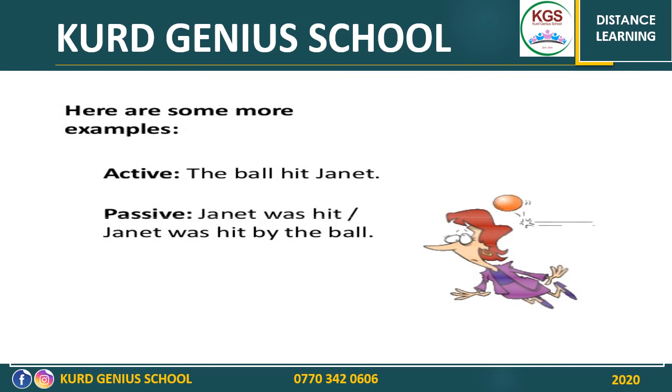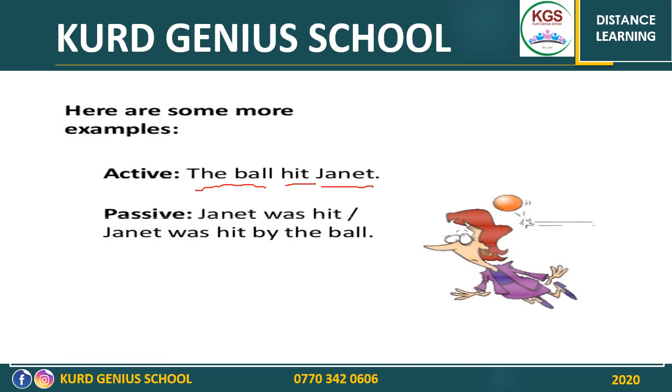Here we have more examples. We have an active sentence that we passivize, like we change it to passive. The ball hit Janet. The ball is the subject. The one affected by the action of hitting was Janet, so Janet is the object. The tense of this sentence is past. Why? Because hit is one of the irregular verbs that doesn't change. The past form and the past participle are the same.